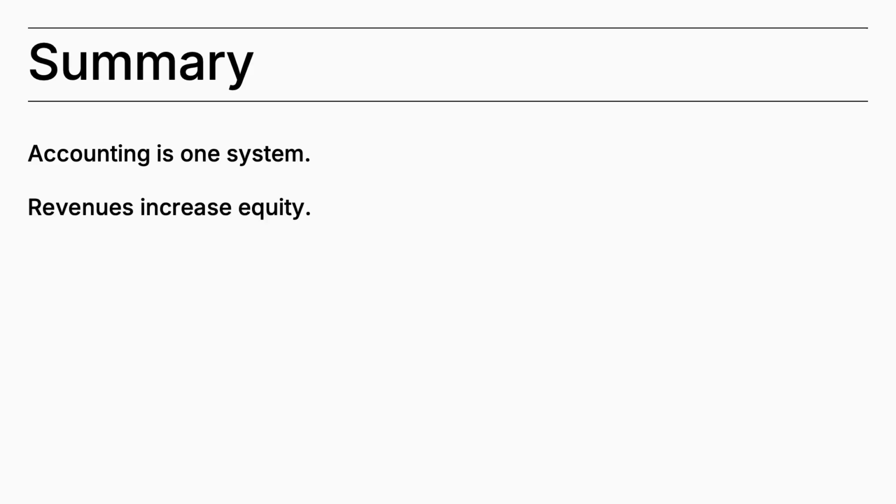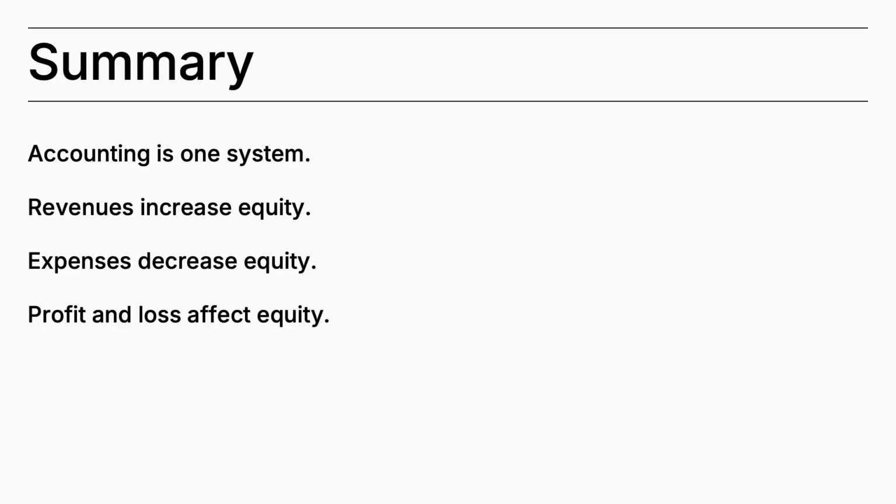Let's quickly summarize everything. Accounting is one connected system. Revenue increases equity. Expenses decrease equity. Hence, a business profit or loss will affect equity. And that's how the 5 accounting elements connect together.